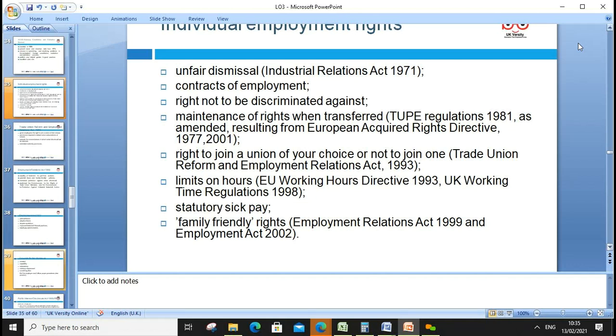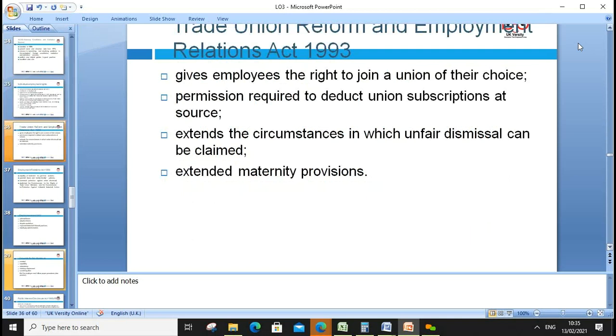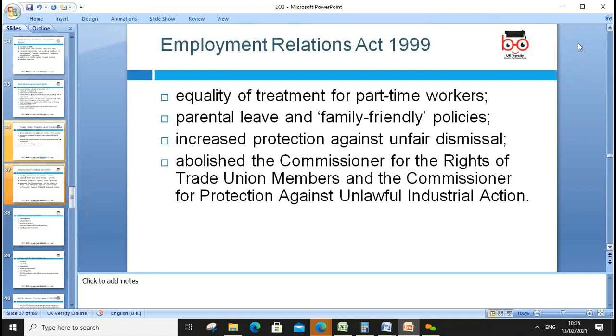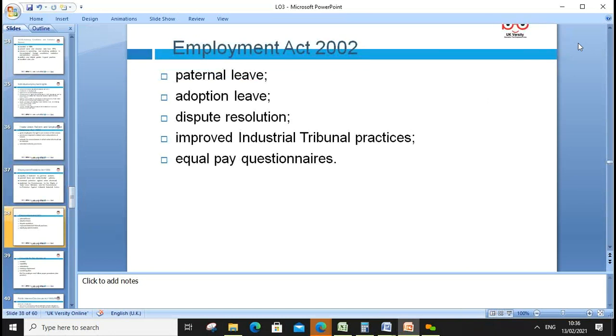Then unfair dismissal: we can't dismiss without any particular reason given to employees. If you do, you are breaking the law. We have to follow all these legislations, all now merged into the Equality Act. Then we have the Trade Union Reform and Employment Rights Act 1993, which gives employees the right to join the union, as we discussed. And the Employment Relations Act covers equal treatment of part-time and full-time workers. You may have heard that the gender pay gap is a huge issue. It shouldn't exist, and male and female should be paid equal salary.